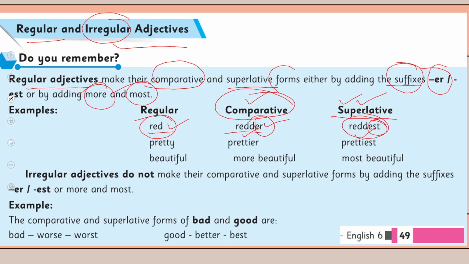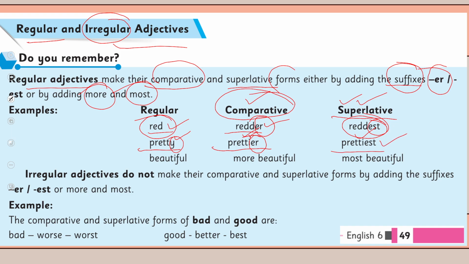Let's take another word, pretty. Now, if you want to compare two pretty things, you can say prettier. Just remove the y and add i, followed by er, and you're adding ier. It becomes prettier.